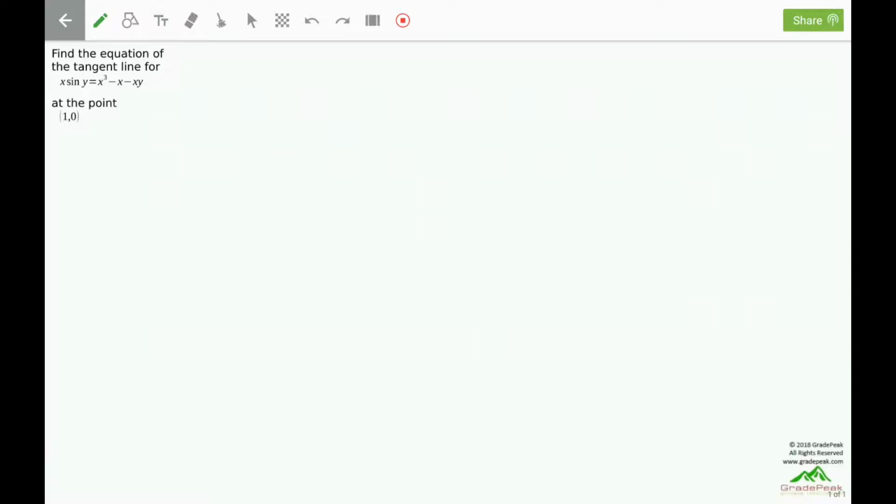Find the equation of the tangent line for x sine y equals x cubed minus xy at the point (1, 0). To find the equation of the tangent line, we need a point. We have that given, as well as the slope of the tangent line. That's the derivative. To find the derivative here, we have an equation involving x and y that is not solved for y in terms of x.